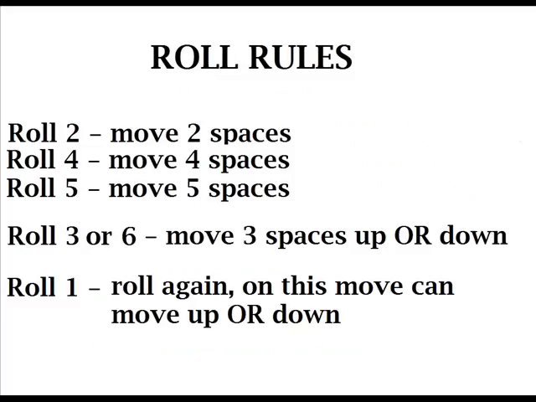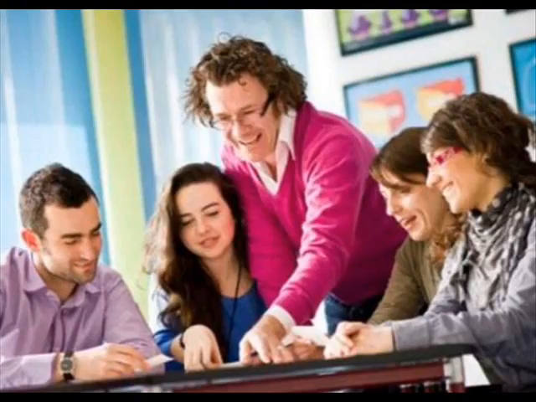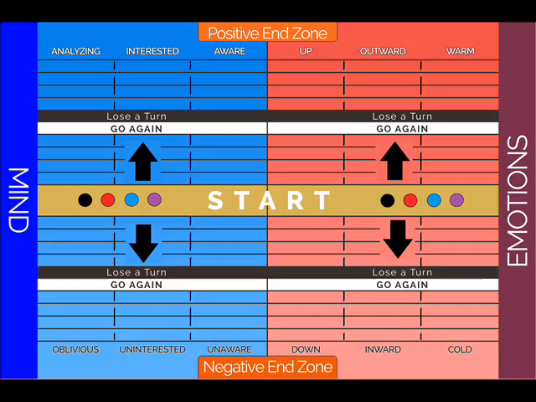If the die is 2, 4, or 5, move your piece that many spaces. If the die is 3 or 6, move your piece 3 spaces up or down. If the die is 1, roll again right away, and on this move you can move up or down. So there are 2 goals of the game. The first goal is to tell an interesting and fun story together. The second goal is to be the first to get both of your pieces to an end zone. The end zones do not have to be reached by an exact number of moves.